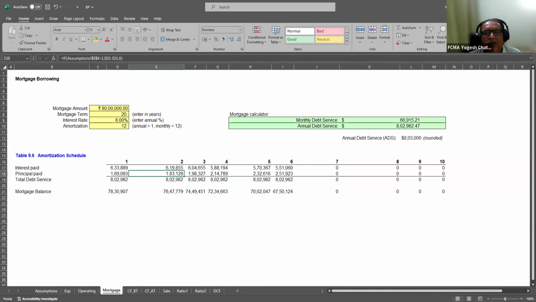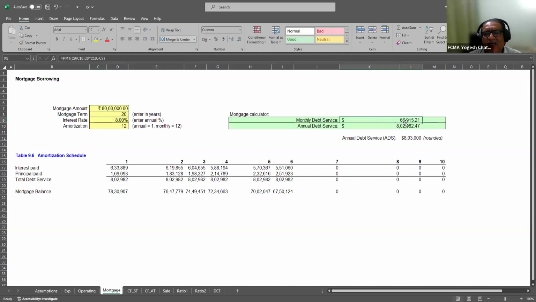Now, mortgage. Each real estate project would be incomplete without taking a loan, borrowing, mortgage, whatever name we may call it. So here is the mortgage amount, mortgage term, period of repayment, 20 years. Interest rate I have considered at 8%. And amortization is the repayment schedule. So EMI on a monthly basis. My period of amortization in a year is 12.